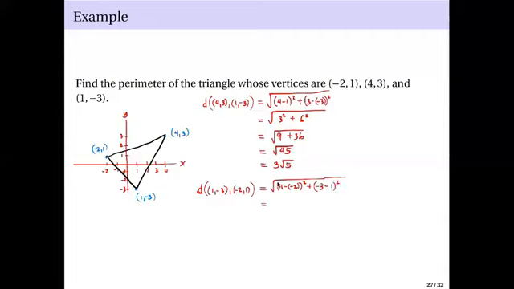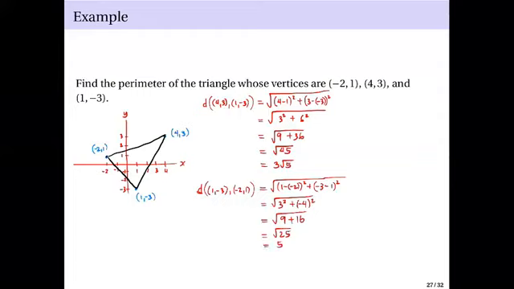1 minus negative 2, that's 3. So you will have 3 squared plus negative 3 minus 1, that's negative 4. So negative 4 squared, and you will get here square root of 9 plus 16. And again, this is square root of 25, which is equal to 5. And then finally, we get the distance between these 2 points. Okay?